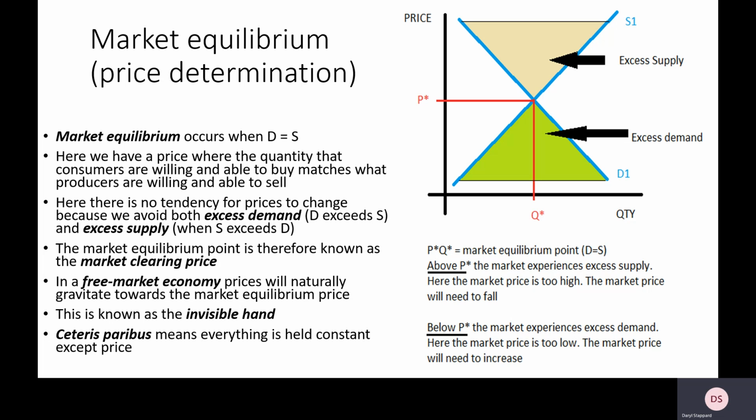Now, this process of how prices will ensure that markets move towards equilibrium is called the workings of the invisible hand. Okay, so the forces of supply and demand will work together to ensure that markets will move to the point where P star is equal to Q star.